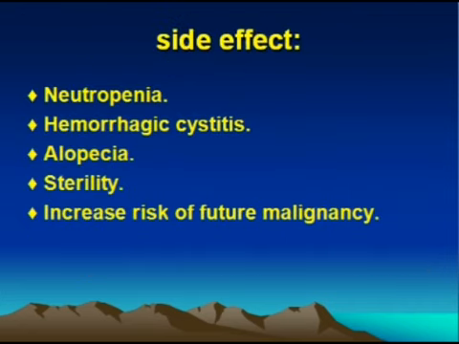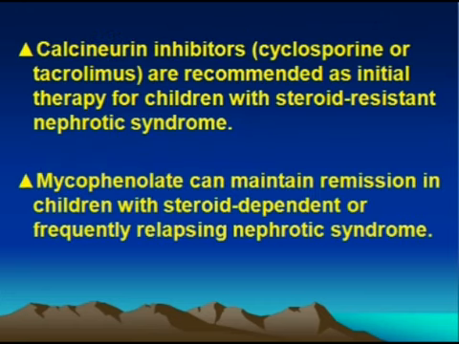Side effects of this drug include neutropenia, hemorrhagic cystitis, alopecia, sterility, and increased risk of future malignancy. Other agents can be used, like calcineurin inhibitors, cyclosporine or tacrolimus, and these are recommended as initial therapy for children with steroid resistant nephrotic syndrome. Also, mycophenolate can maintain remission in children with steroid dependent or frequently relapsing nephrotic syndrome.